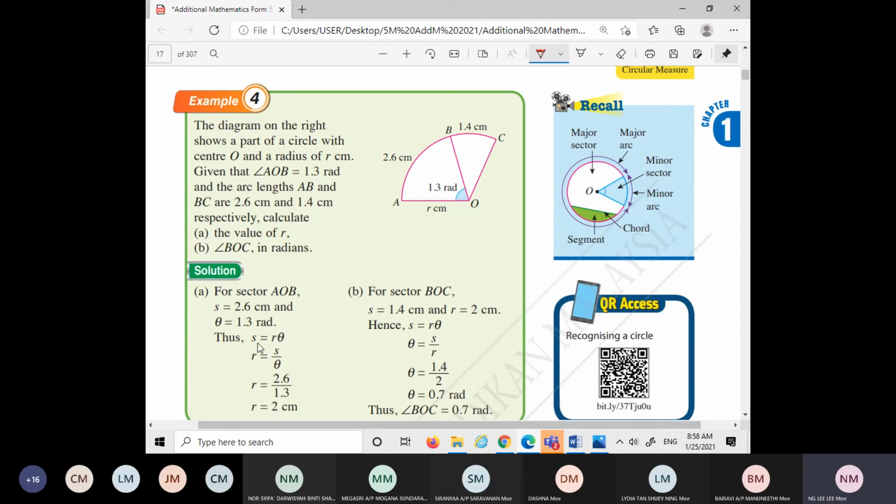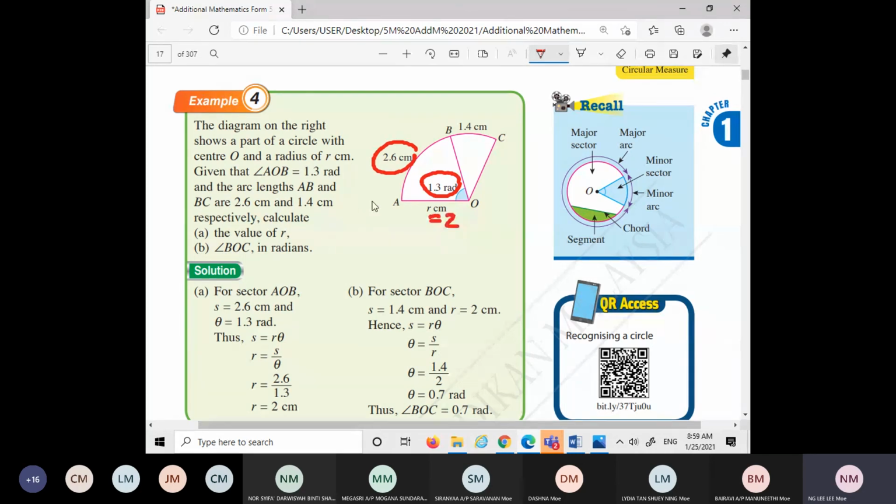So first of all, S = r theta. I want to find r, so the theta comes to this side. Times becomes divide. So r is equal to S divided by theta. So S is what? I don't use this S because I don't have the theta here. I got to pair this S with this theta. So 2.6 divided by 1.3. Therefore, I know r is 2.